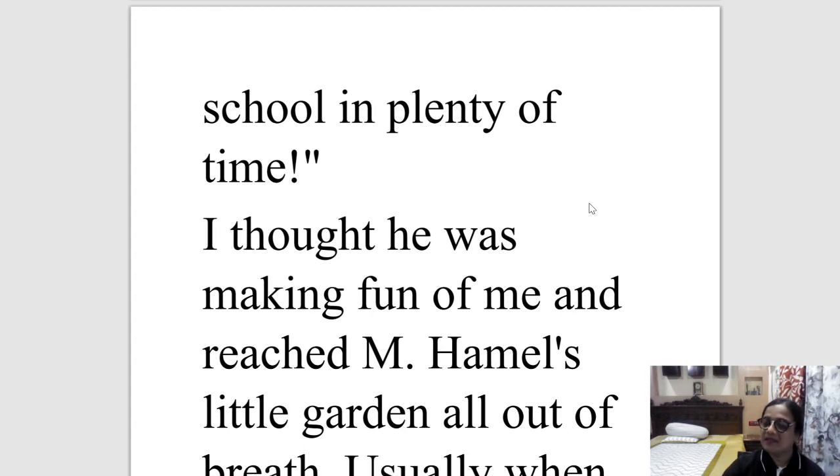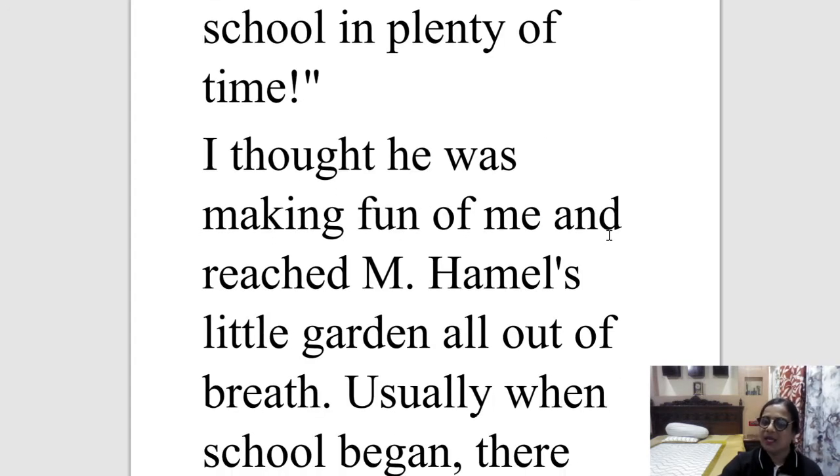So the blacksmith just called him and said that there is plenty of time, don't hurry. So I thought he was making fun of me. Now, little Franz is a small boy. He thought that the blacksmith is making fun of him because he was already delayed to go to school. So here, he reached M. Hamel's little garden. Now, little garden is the school where the school is in the little garden. All out of breath, panting, he reached the school of M. Hamel.